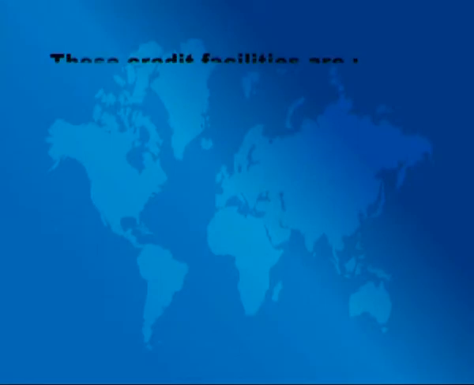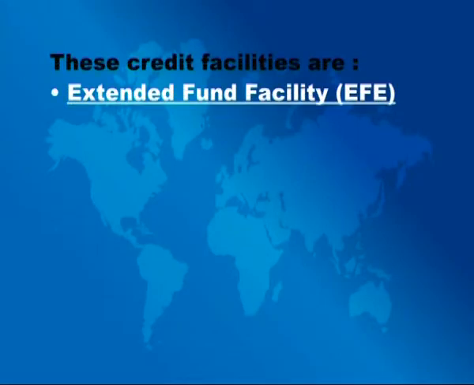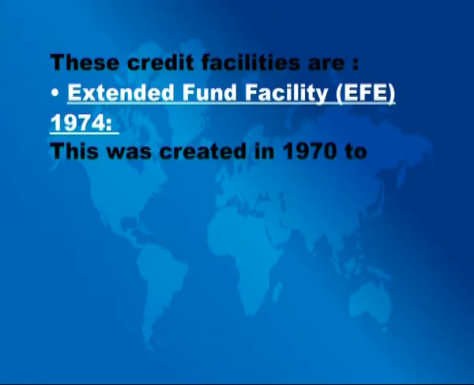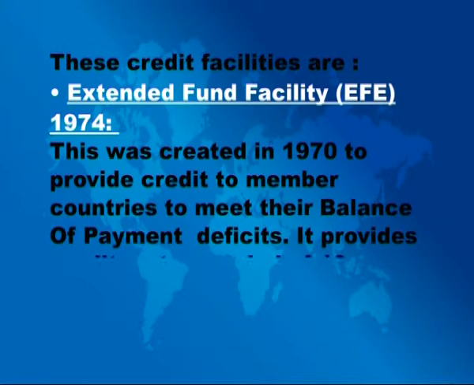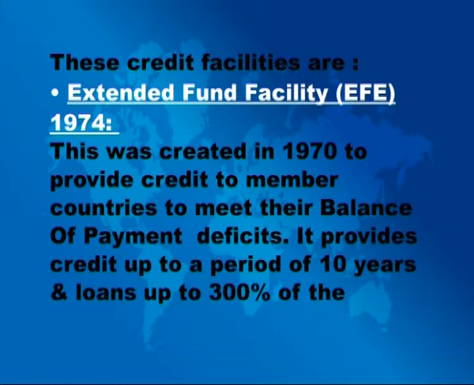Now, the IMF, to meet severe BOP problems, has been raising the limit of borrowings by members under credit tranche. The IMF since the 1960s has created several new credit facilities. These facilities are the Extended Fund Facility, or the EFF, which was created in 1974 to provide credit to member countries to meet their balance of payment deficits. It provides credit for a period of 10 years and loans up to 300% of the member's quota.